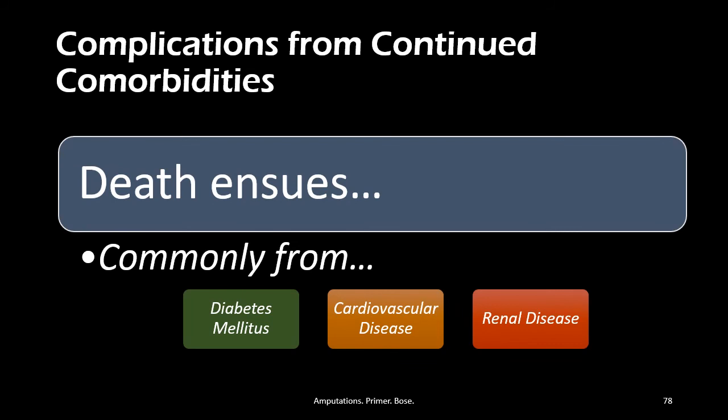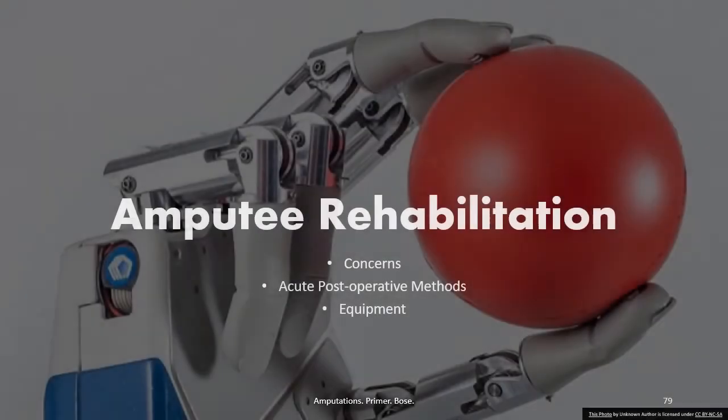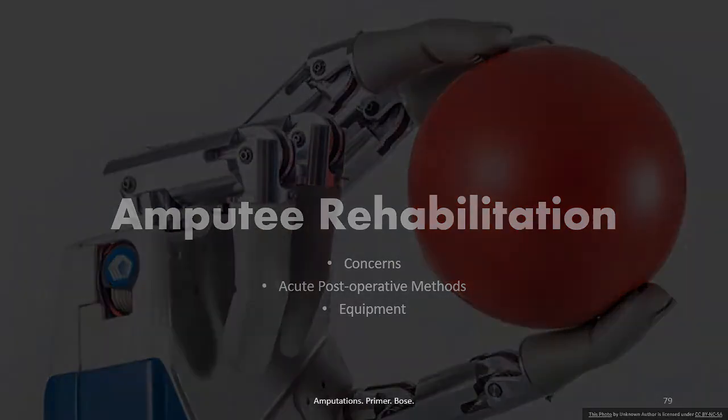It is important to mention that following amputations, patients may still perish from complications of comorbidities. In such cases, the typical at-fault conditions are uncontrolled diabetes mellitus, cardiovascular disease, or renal disease. In this section, it is a brief on amputee rehabilitation.